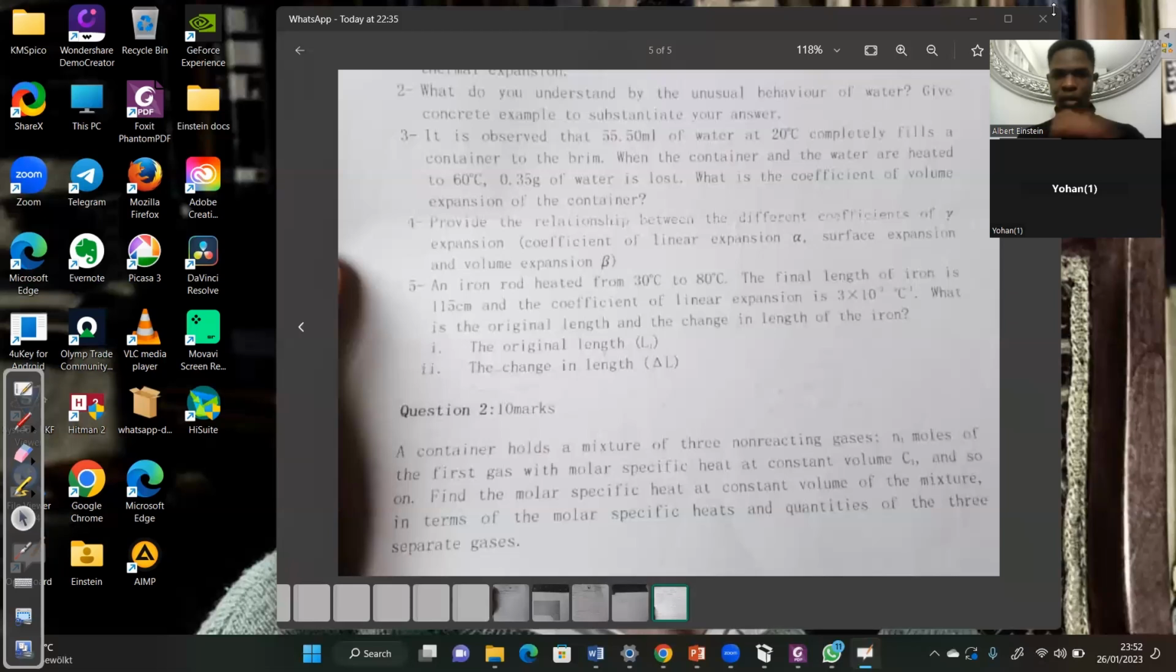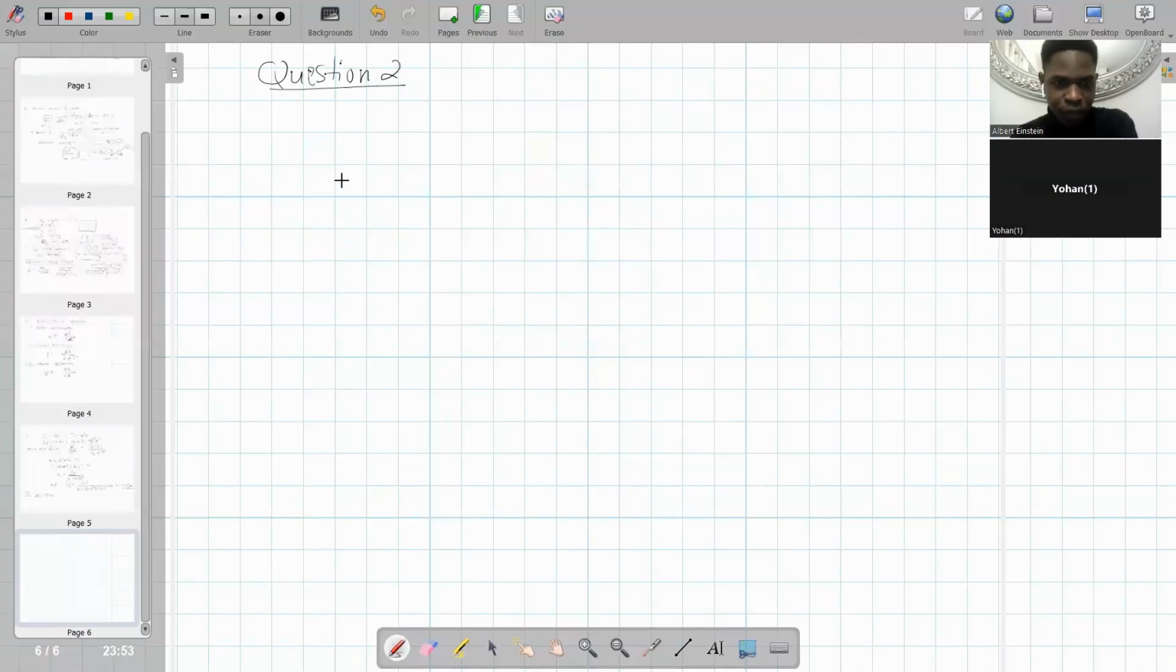So they say a container holds a mixture of three non-reacting gases, N1 moles of the first gas with molar specific heat at constant volume C1, and so on. Find the molar specific heat at constant volume of the mixture in terms of the molar specific heats and quantities of the three separate gases. Here you have to do some calculations. A container holds a mixture of three non-reacting gases. So it means we have a container like this, and inside it we have three gases that don't react with each other.